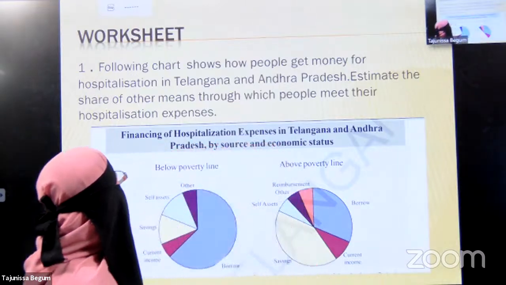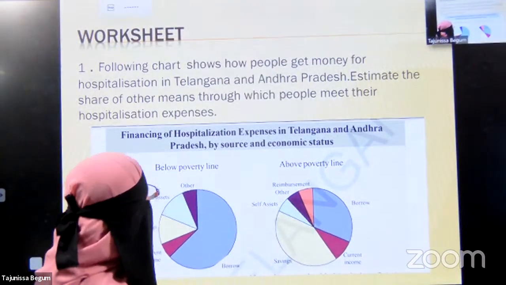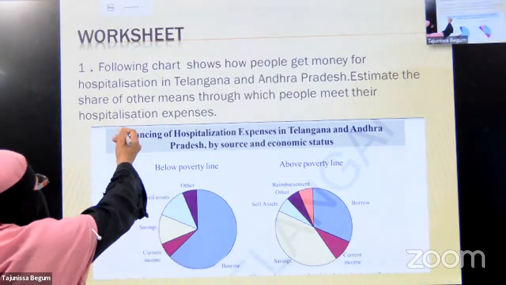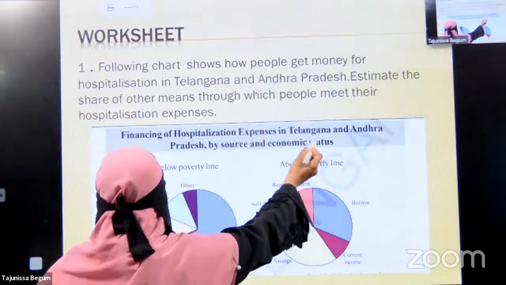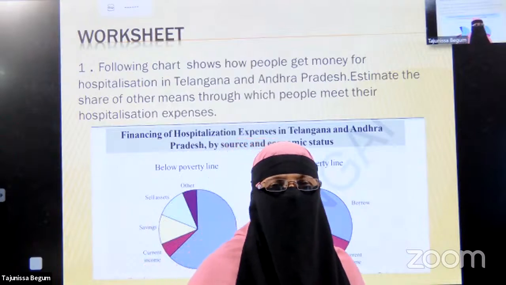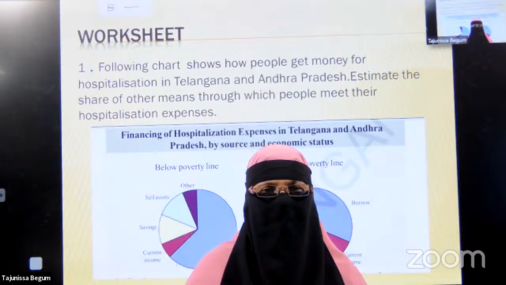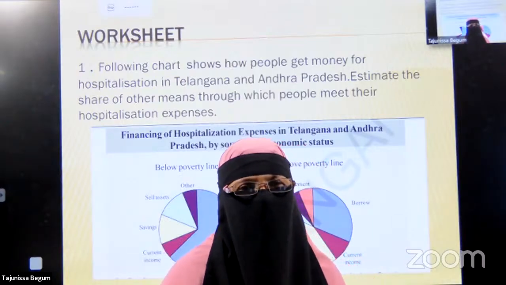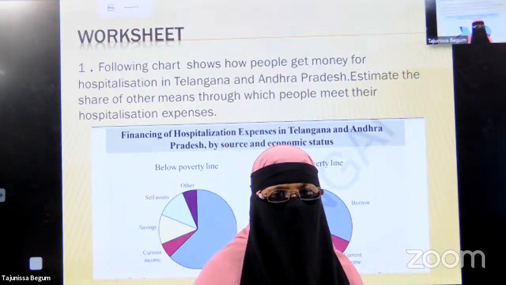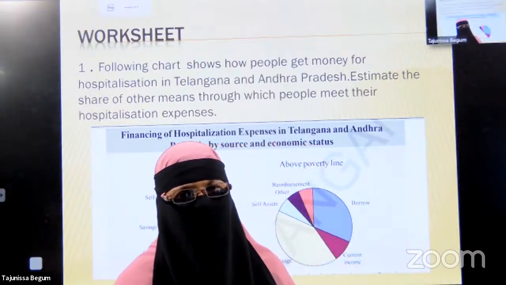We'll look into it here. See, the following chart shows how people get money for hospitalization in Telangana and Andhra Pradesh. Estimate the share of other means through which people meet their hospitalization expenses. Now, suppose the people are in BPL, below the poverty line. If someone is admitted in hospital, how are they going to do the treatment? How are they getting money to get the treatment? Are they selling property? Are they borrowing money? Are they having any savings? Are they having any bank balance?